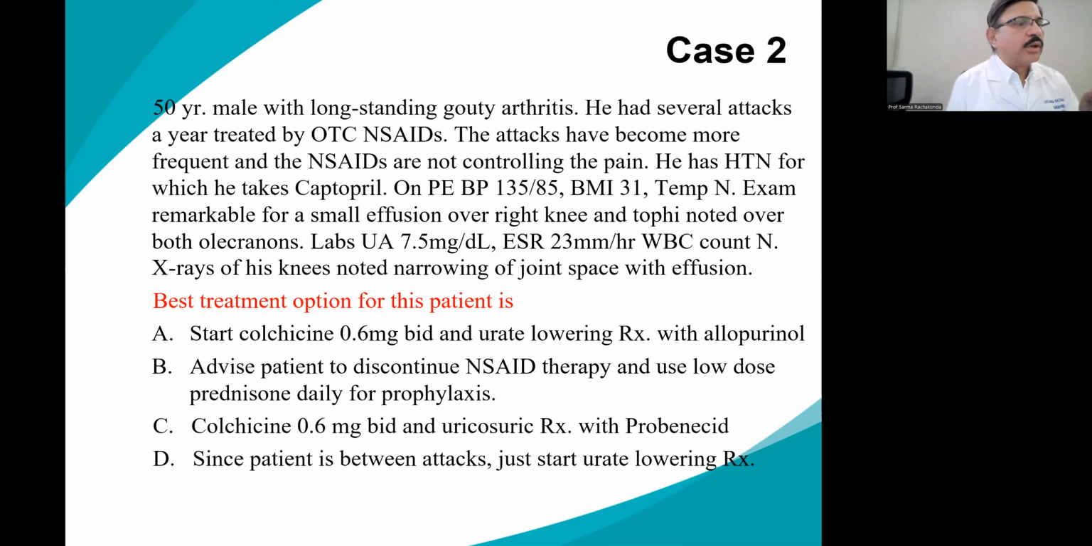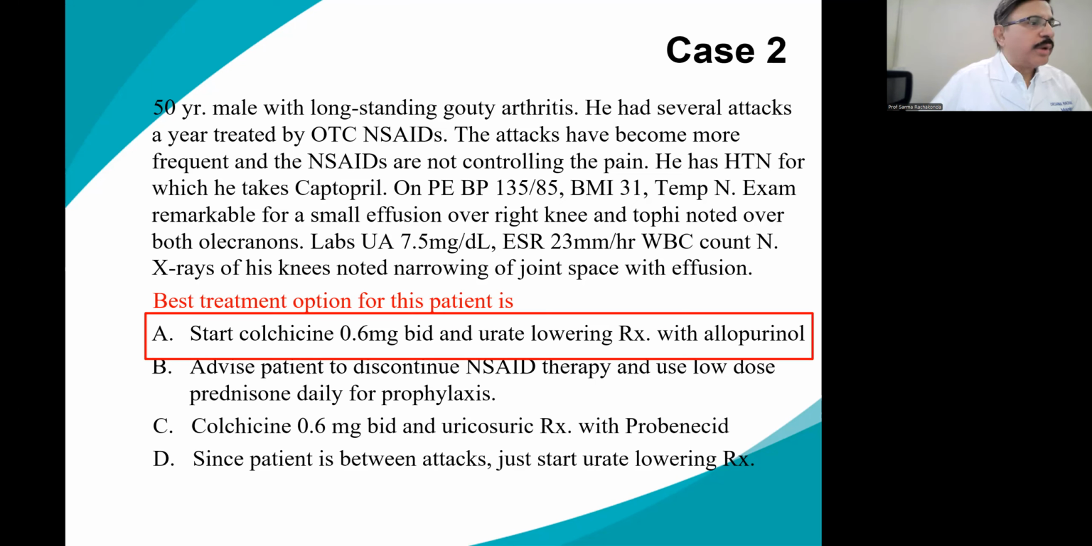Advise patient to discontinue NSAID therapy and use low-dose prednisolone daily for prophylaxis. That's also possible. You can also give colchicine and uricosuric drugs with probenecid, and since the patient is in between attacks, just start urate. No, he is not in between attacks. The best option would be A. So, what will be the best option? To start the uricosuric and allopurinol along with the colchicine.